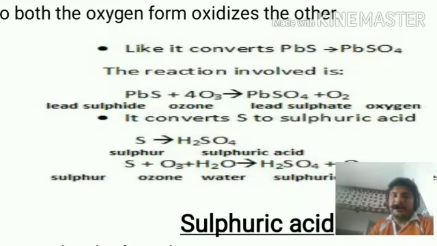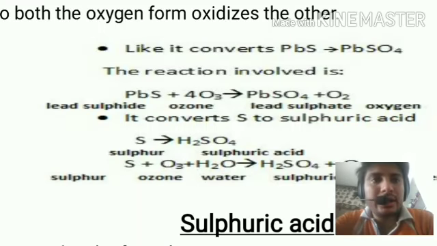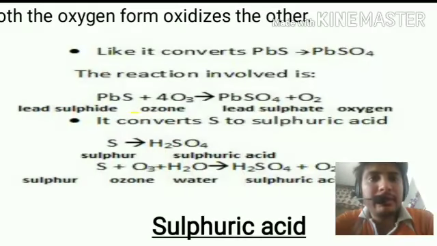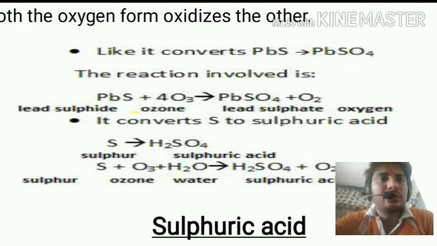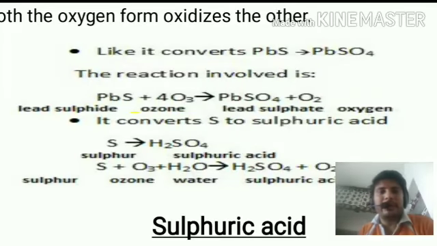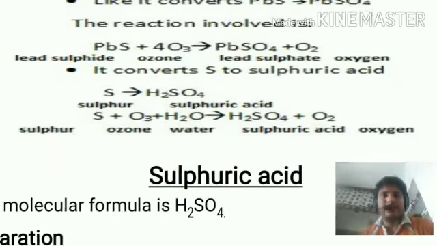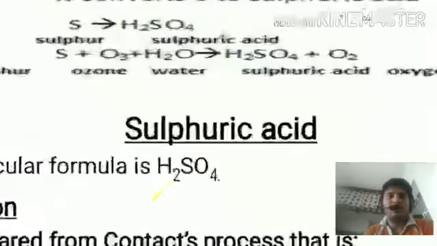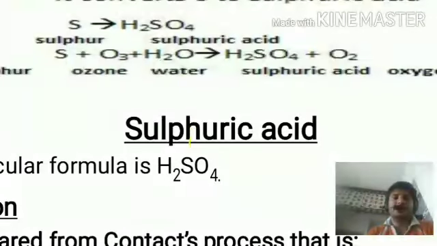Ozone converts lead sulfide (PbS) into lead sulfate. Look at the chemical reaction. Lead sulfide reacts with ozone to form lead sulfate. PbS reacts with O3 to give PbSO4, and it converts sulfur into sulfuric acid. When sulfur reacts with ozone O3 and water, it gives H2SO4.